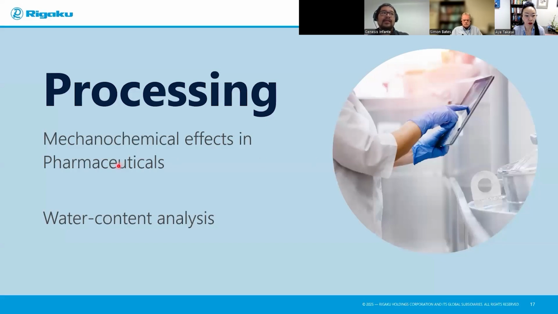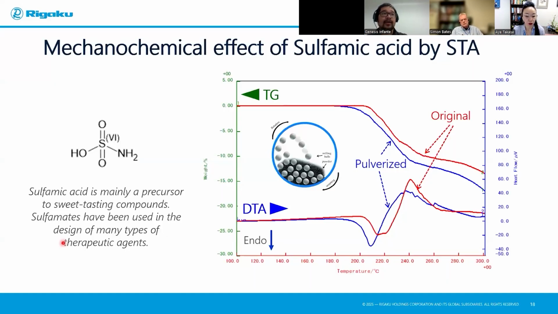Another one is processing, basically the effect of how mechanochemical processes can really change how pharmaceuticals or similar products behave in general. Another one we'll be covering is the water content. So first, with the mechanochemical effect, you'll see the sulfamic acid right here. The original version would be non-treated sulfamic acid tested. You'll see the TG right here in red and DTA at the bottom in red again. So you can see that there is a melt and then recrystallization.